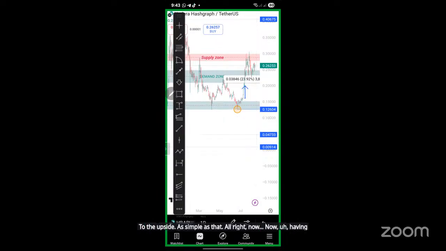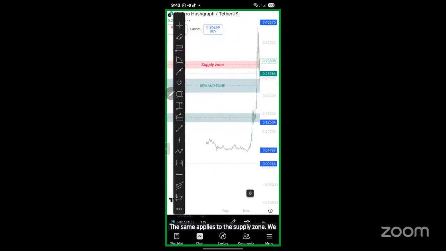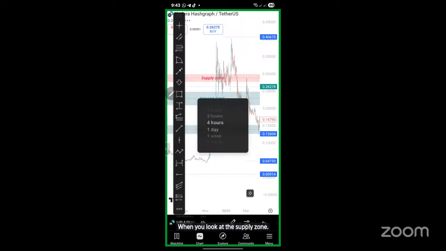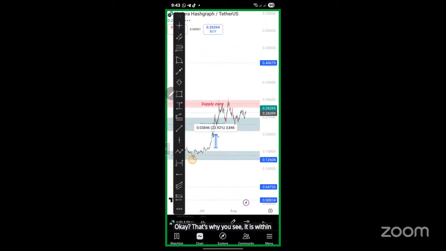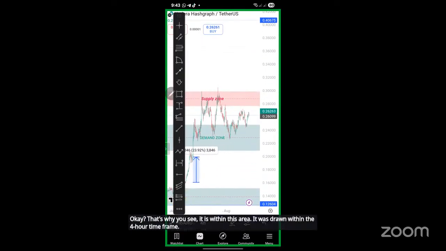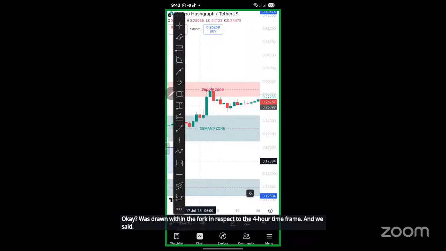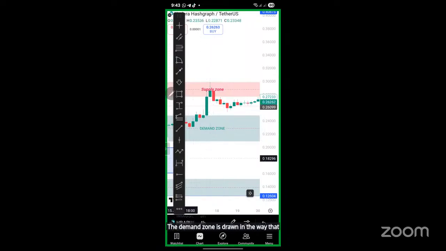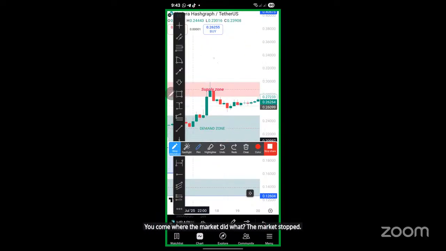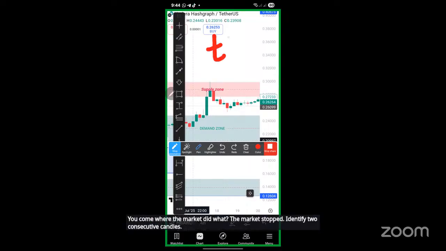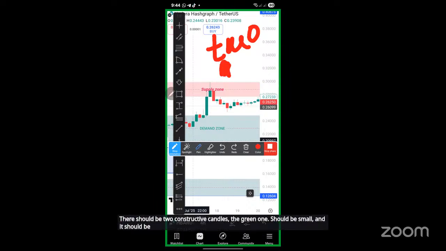having drawn our demand, the same applies to the supply zone. We said, when you look at the supply zone, this supply zone was drawn in reference to the 4-hour time frame. That's why you see it is within this area. And we said the zone is drawn in the way that you come where the market stopped. Identify 2 consecutive candles. The green one should be small and should be followed by a big red candle.